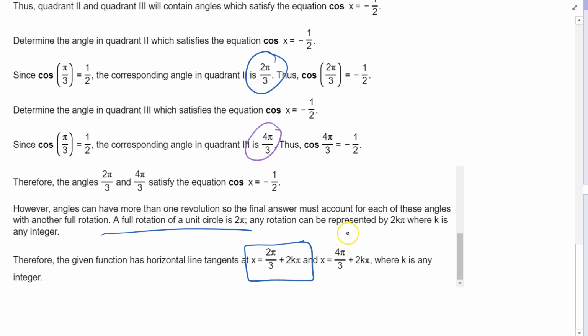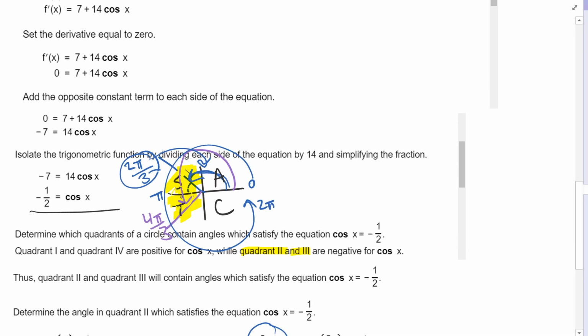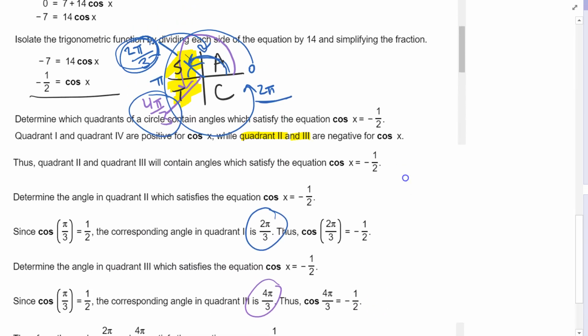So I can write this as 2 pi over 3 plus 2k pi, or 4 pi over 3 plus 2k pi. It turns out there are going to be 2 instances in which cosine of x is minus 1/2. That's going to happen in the second quadrant and the third quadrant. But then it's also going to happen every time I rotate, or every time I go through that unit circle, by adding 2 pi to either of these two angles. So that's what this is going through, and you might remember a lot of that from trig.